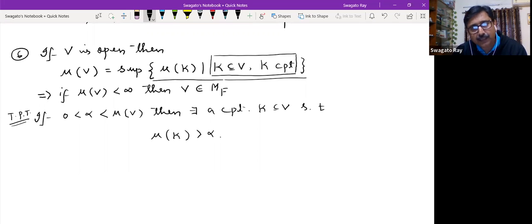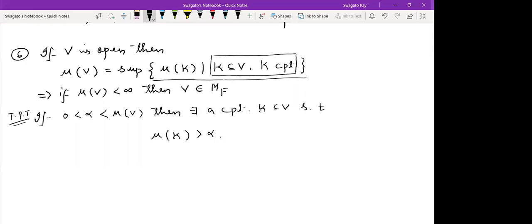That means anything lesser than that should not be an upper bound. So let's make it lesser by some alpha, which is less than mu V. You want to show it is not an upper bound anymore. That means there should be a compact K subset of V such that mu of K is bigger than alpha. That is my job, right? Yes. Okay. Now, all that is given to me is an open set V.